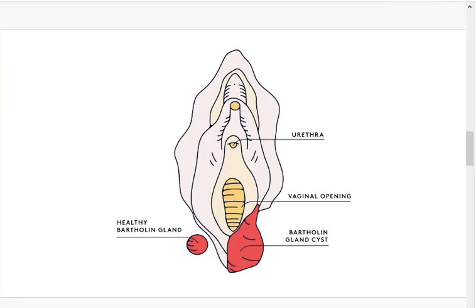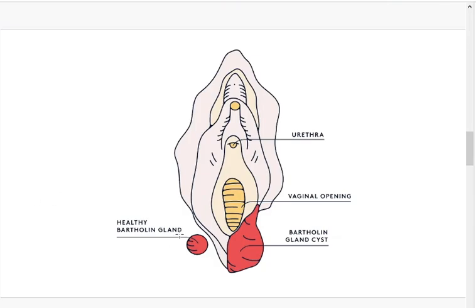The location is that they are situated in the superficial perineal pouch close to the posterior end of the vestibular bulb. During sexual excitement, they secrete abundant alkaline mucus which helps in lubrication. The duct is lined by columnar epithelium, and whenever we discuss secretion, you must keep in mind that secretion is usually associated with columnar epithelium.